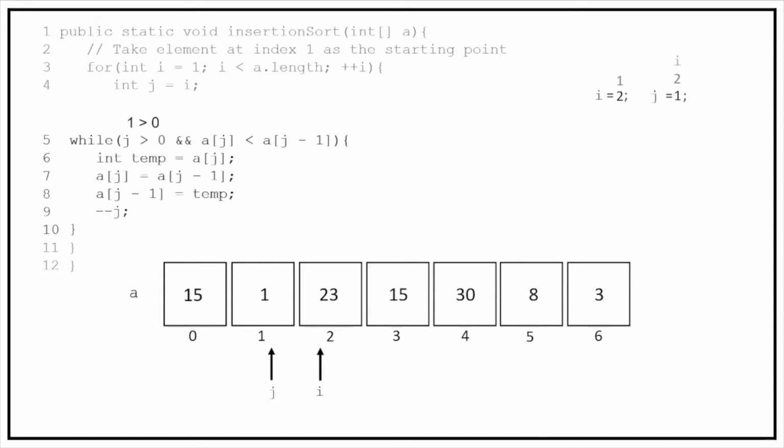Now we're going to check again. Is 1 less than 15? True. This means we will swap, and J will de-increment, which means J will now be equal to 0, making the Boolean statement false and starting another iteration for I.